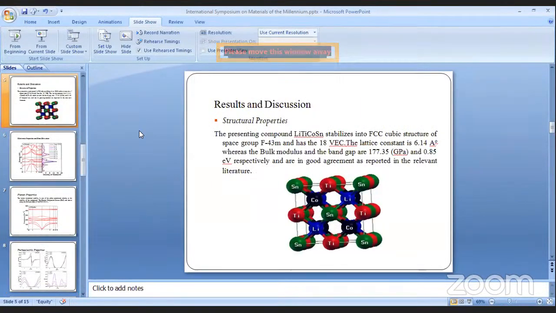In the results and discussion, the presented compound, lithium titanium cobalt tin, stabilizes into the face-centered cubic structure, where all the atoms have an electron configuration such that their outermost electrons give an 18 valence electron count. And finally, it gives the indication of semiconducting characteristics. The structure is shown in the figure.